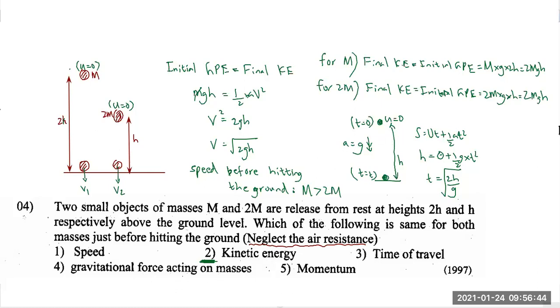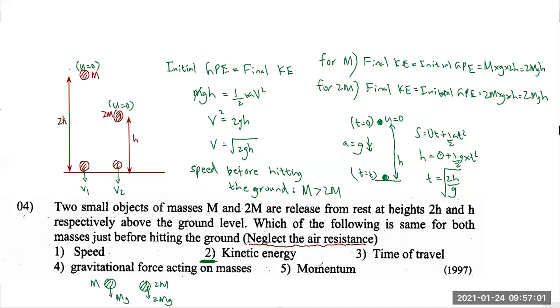Gravitational force acting on masses, that is very easy now. For capital M mass, what is the gravitational force acting? It is mg, capital Mg. And for capital 2M mass, we all know it is going to be 2mg. 2mg, right?